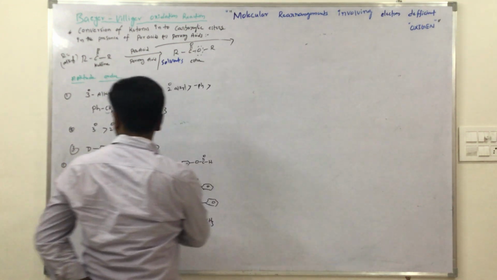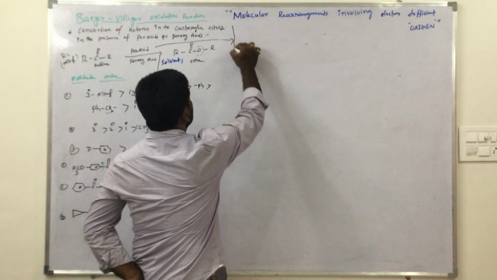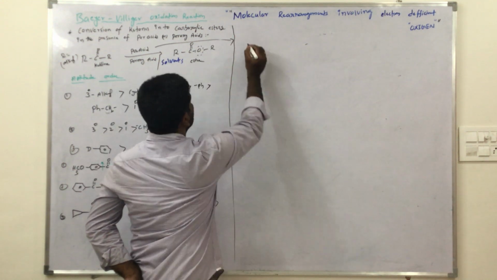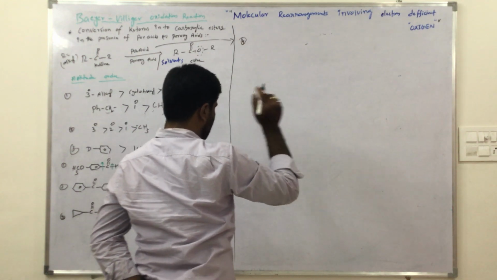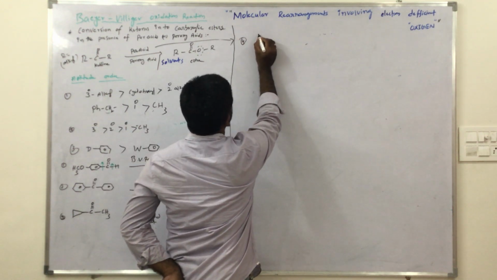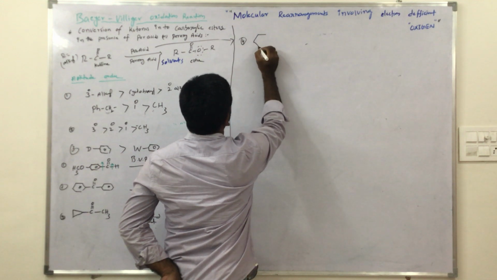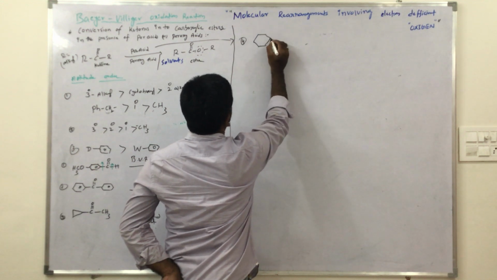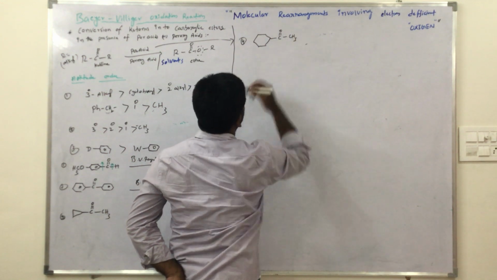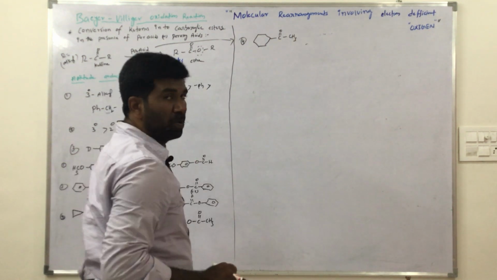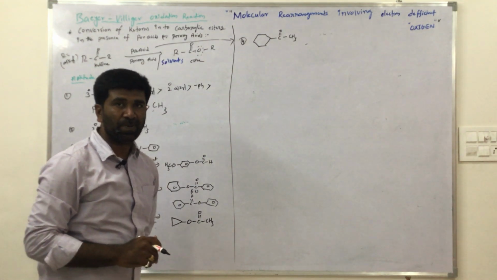Next one, third, fourth one. Here I take a cyclohexyl group and one methyl group.